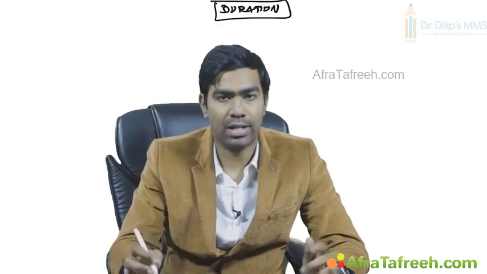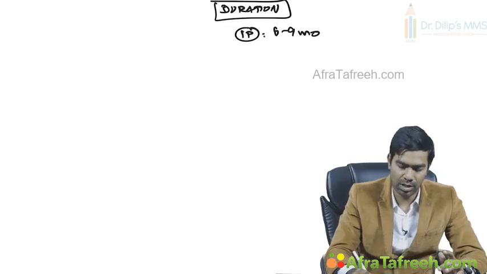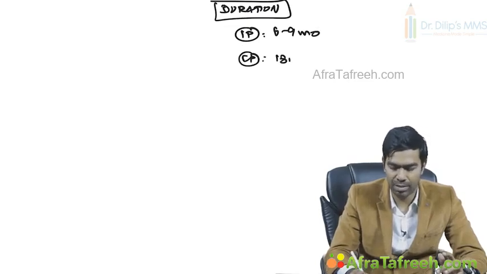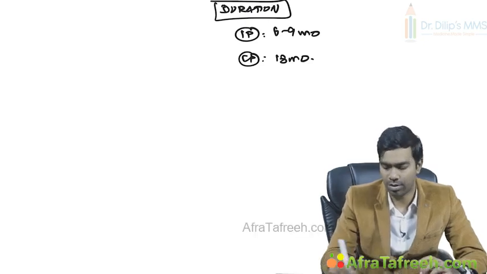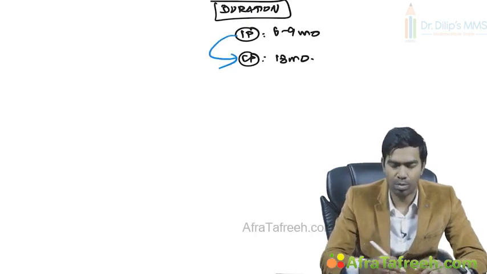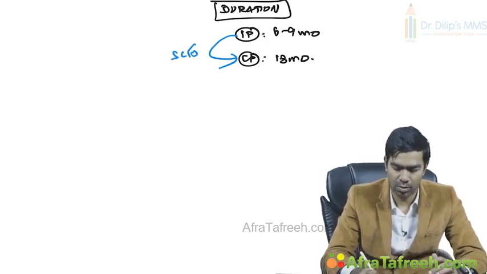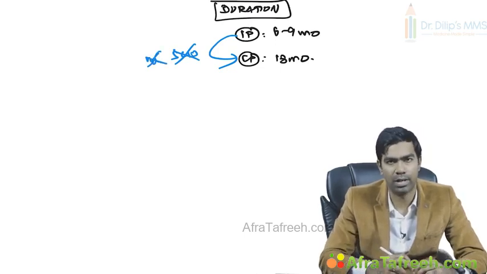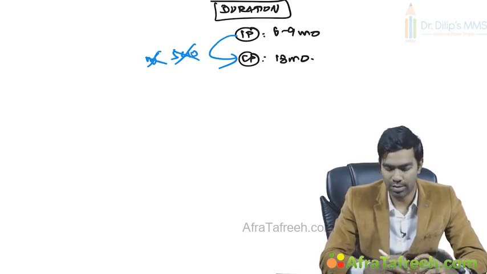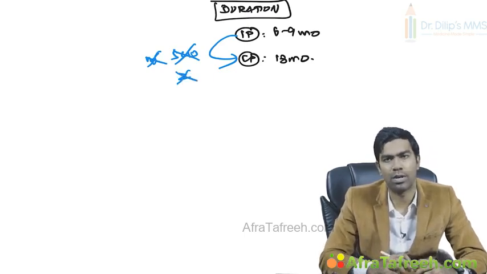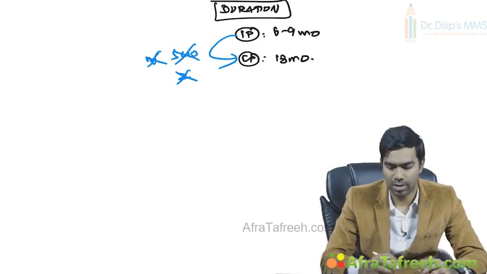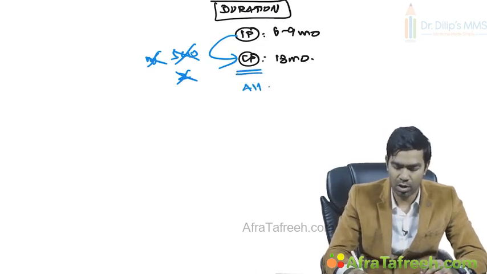Duration again depends. Usually the intensive phase is given for 6 to 9 months, and the continuation phase will be given for 18 months. That's the standard duration. And how will you go about the continuation phase? Remember, in the continuation phase you will avoid the second line injectable drugs, in fact all the injectables, when you move on to the continuation phase, and you will avoid only one oral drug, that is pyrazinamide, which means in the continuation phase, all the oral drugs of the intensive phase will be given.